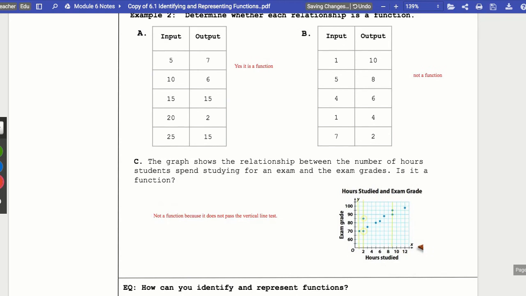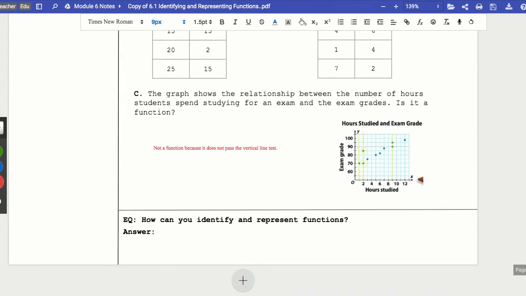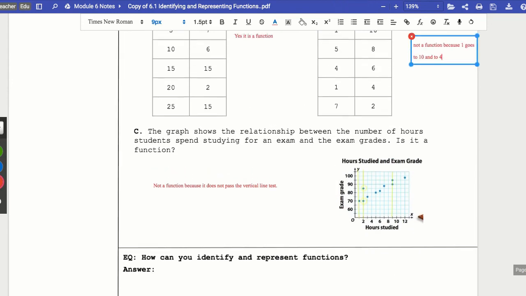Actually, let's make a note up here. This one's not a function. Because if we say not a function, that's cool. But if you're looking at it later and you forgot this video, it's not a function because 1 goes to 10 and to 4. Perfect. All right. So then now hopefully you can answer the essential question, how can you identify and represent functions?